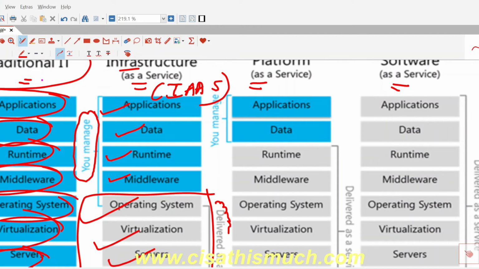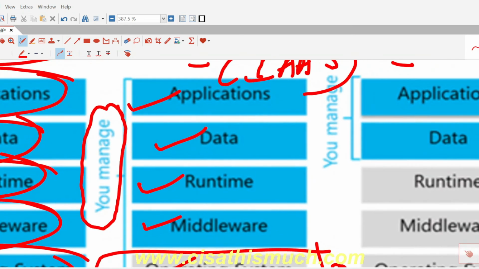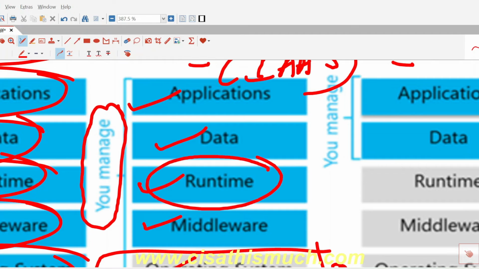I hope you're able to get this diagram. It's very important to understand this. Anything above the operating system, you are supposed to manage it. You can also see over here something written as runtime. So what exactly is runtime? Basically, you need to understand it very simply.